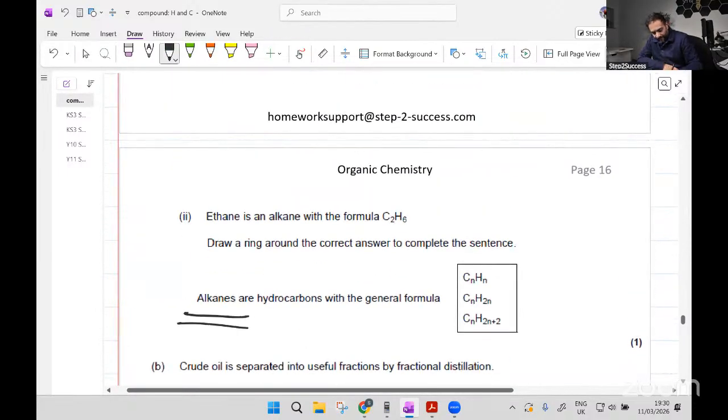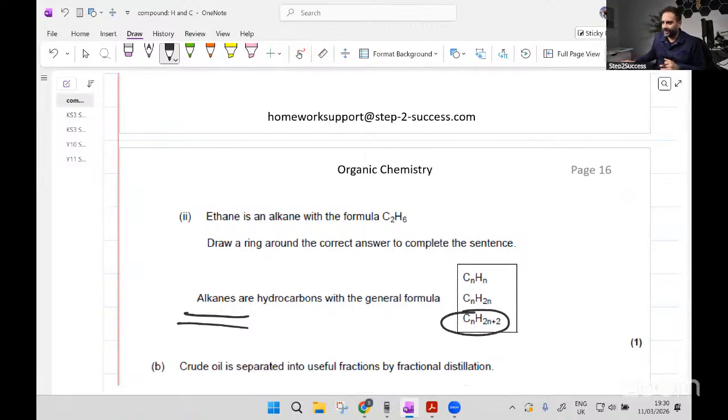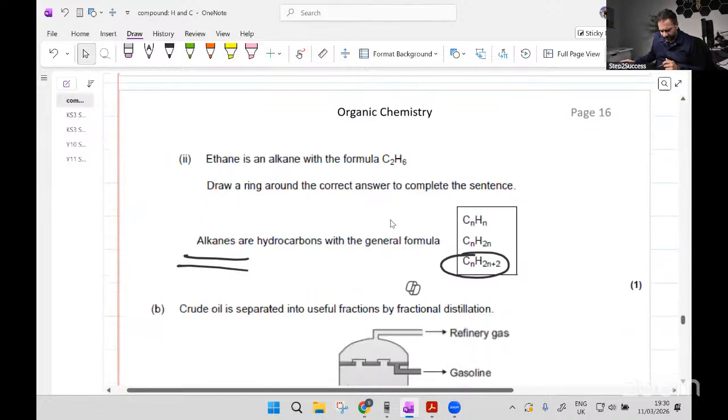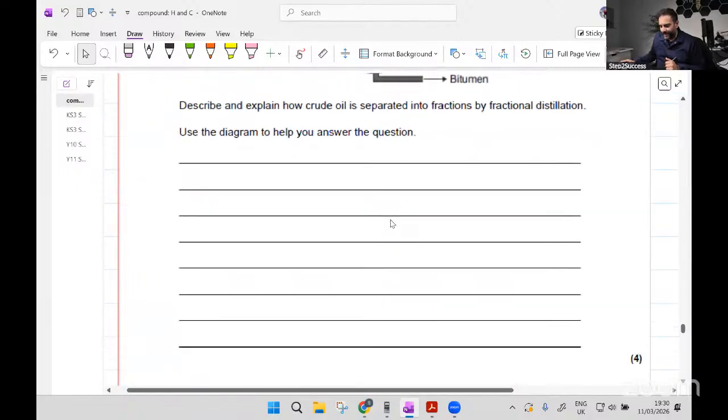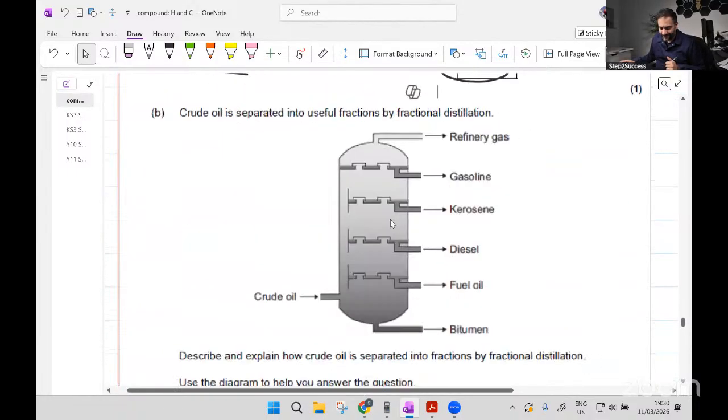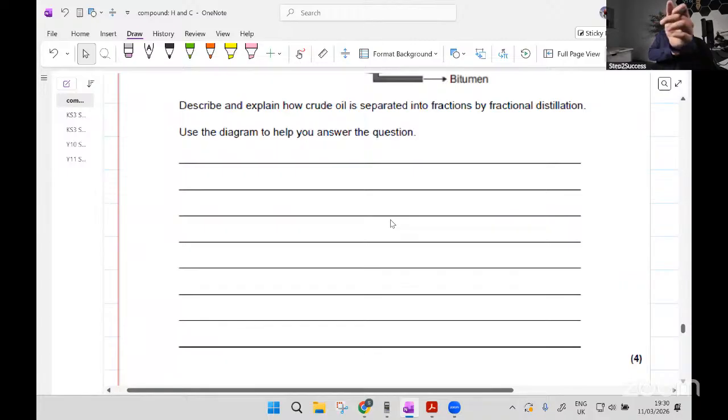General formula for alkanes. We saw this earlier, but I've mentioned it a few times. It's this thing of doubling and adding two. Booklet 3 Q5. Okay, I'll put in 5D. Yes, fine. Describe and explain how crude oil is separated into fractions by fractional distillation. This is the hardest question here, but you should have had something in your notes that basically told you what you needed to say here. So I'm going to simplify this.